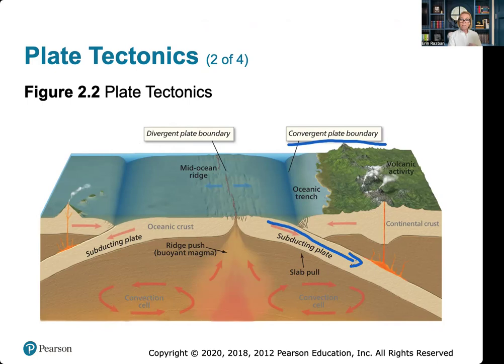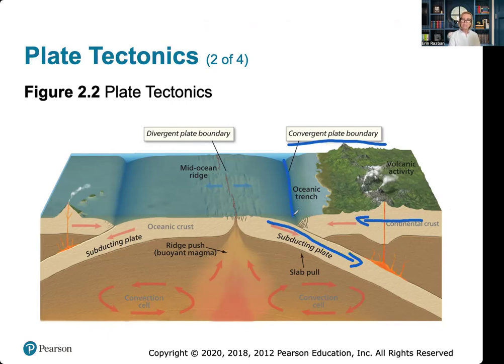And the heavier plate gets subducted underneath the lighter plate, delving below the continental crust, okay? Now, this process forms predictable landforms such as deep oceanic trenches, okay?